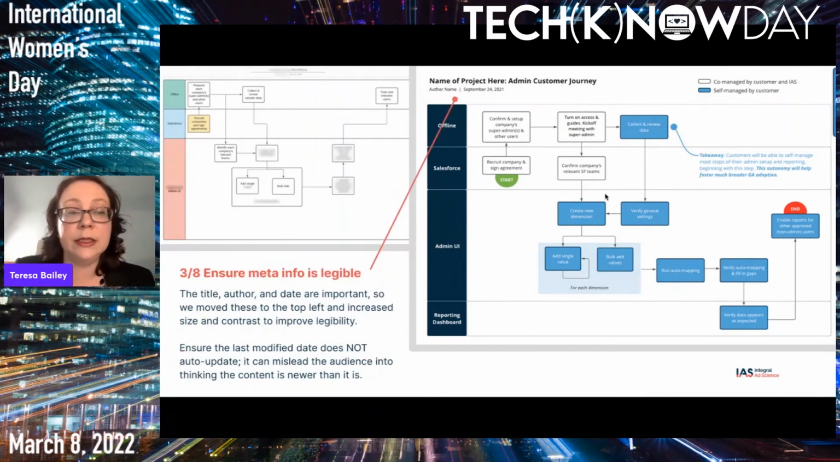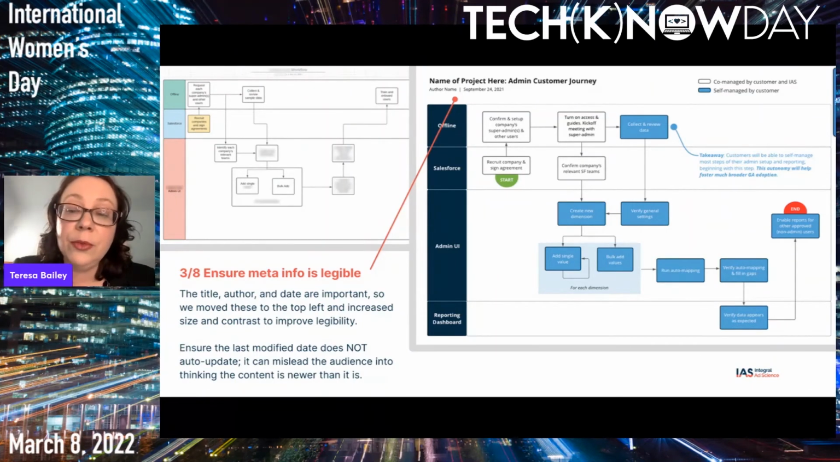Next, you want to ensure that your metadata is legible. So title, author, date, it's actually really important. Don't just throw it up there in the corner. He had it very light gray and faded out. The title is important. It's supposed to be a summary of what your whole diagram is about, right? So don't skimp on that.